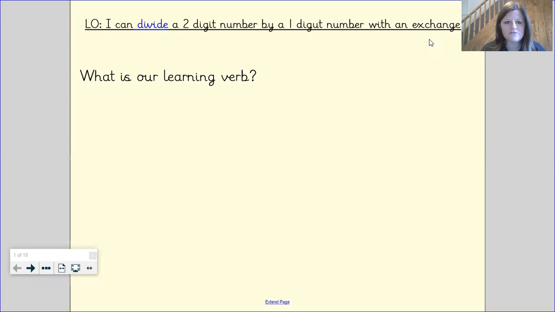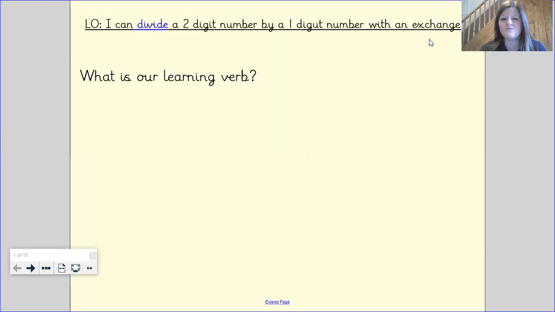We are carrying on division all week in maths, and today we are starting with dividing a 2-digit number by a 1-digit number with an exchange. If you missed last week's maths learning, I would suggest that you stop today's video and go back and do last week's learning, especially on Friday. So make sure that you have done Friday's lesson before you start with today.